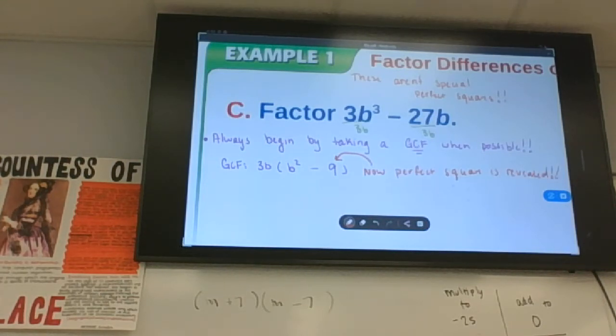Now we can keep going because 9 square roots to be 3, right? It's in the list. So this would be B plus 3, B minus 3, and I'm going to keep the GCF of 3B on the outside. So this problem had 2 steps: greatest common factor, and then factor by square rooting. Lots of factoring problems have multiple steps where first you take the GCF and then you use another method.